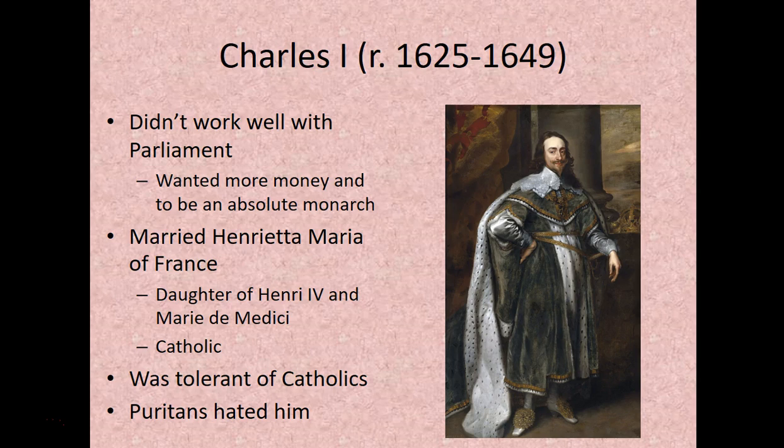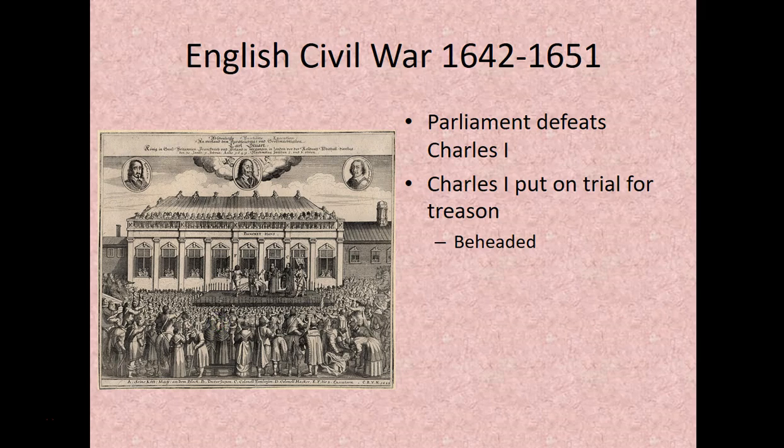And what we see then is this distrust and this hatred of Charles fully develop into an English Civil War. This lasts from 1642 to roughly 1651. In it, the armies of Parliament defeated the armies of Charles I, and they decide to put Charles I on trial. So he's put on trial, he's found guilty of treason, and executed.